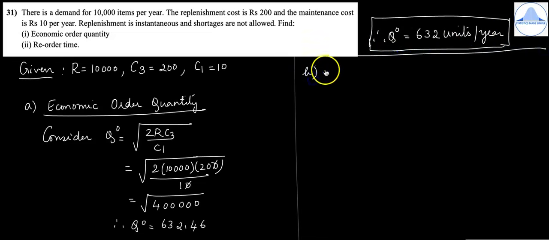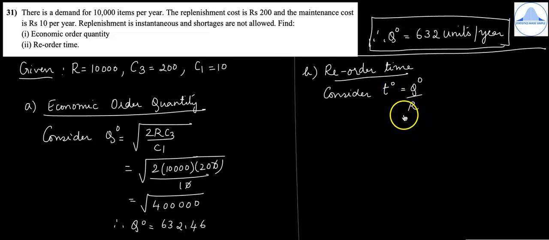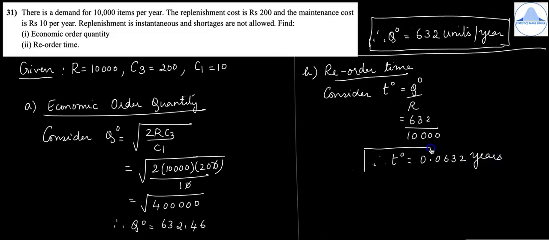So next we find out the reorder time. So second subdivision, you write the side heading as reorder time. So the formula is T to the power 0 is equal to Q to the power 0 divided by R, which is equal to 632 divided by 10,000. So you get T to the power 0 is 0.0632 and the units we write it as years.